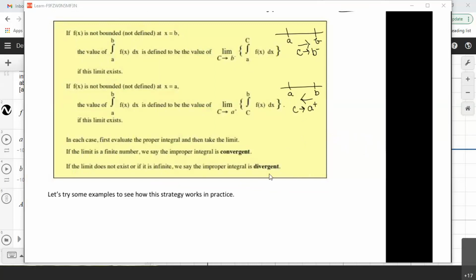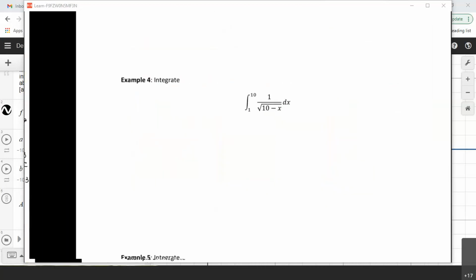The same rules apply. If the limit exists and it's finite, it's not infinity or negative infinity, we say the integral converges. Otherwise, we say it's divergent. So let's take a few examples and see how this works.